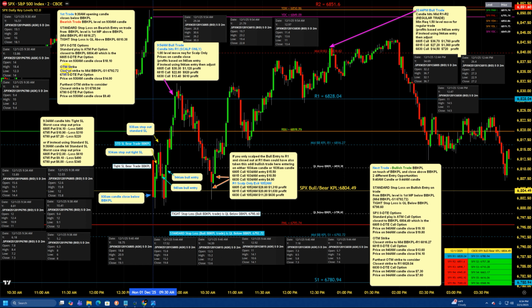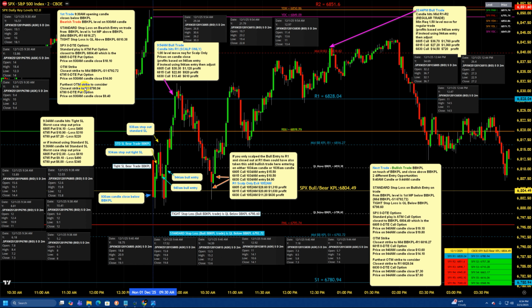The next out of the money strike that you can consider is the first midpoint below. Since this is a bearish trade, we're looking below. First midpoint below 6792.72. So the closest strike is the 6795 put option. Price on the candle close, the ask $14.